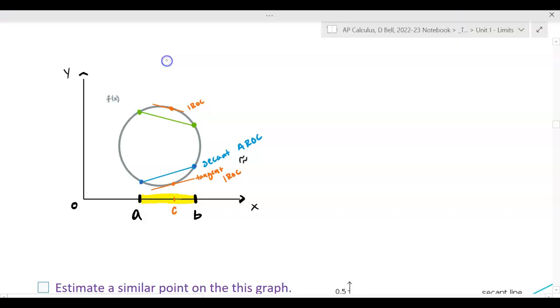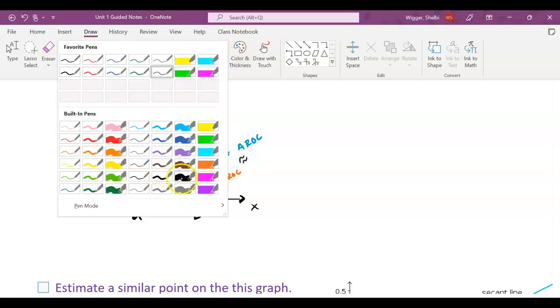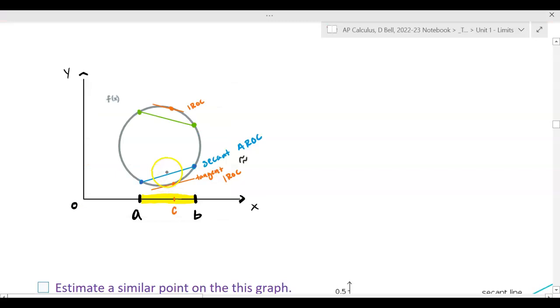Now, if we move those points A and B in closer to C, the better our estimate will get. So if I move A here and B here, well, now the slope of that line is going to be closer to the slope at C. So the closer A and B are to each other, the better the estimate of the instantaneous rate of change for the point in between them.